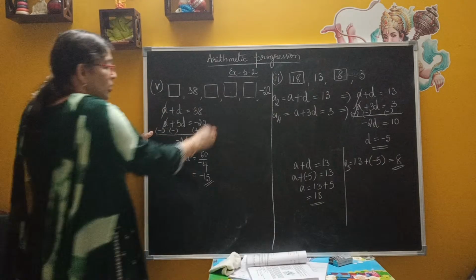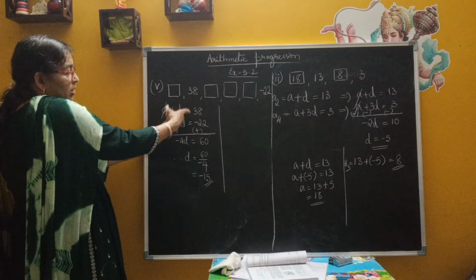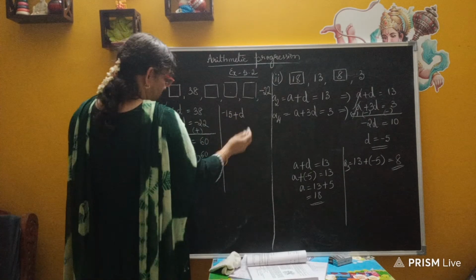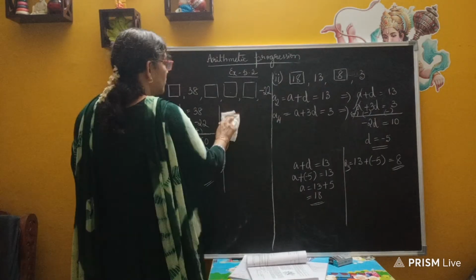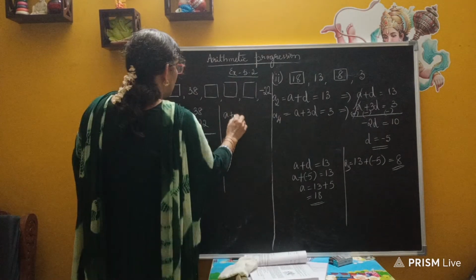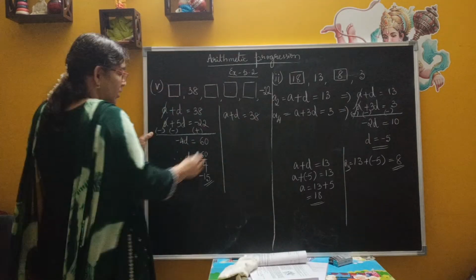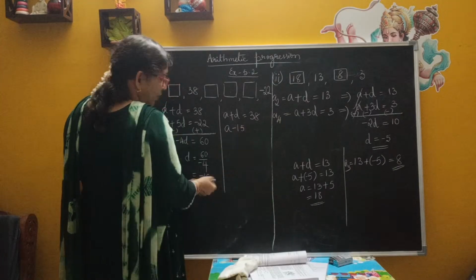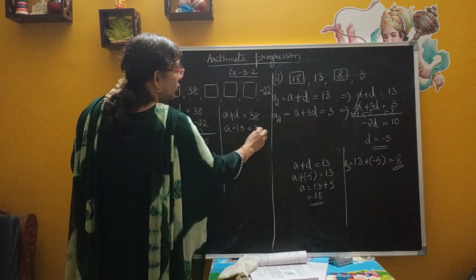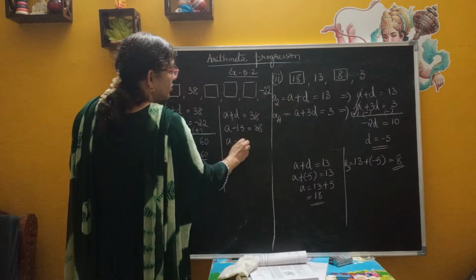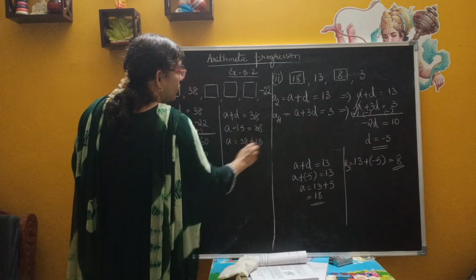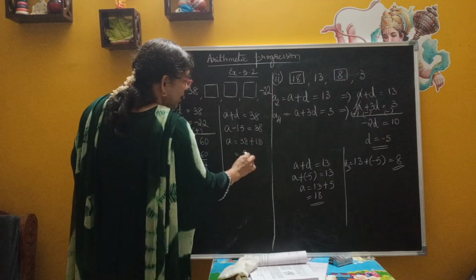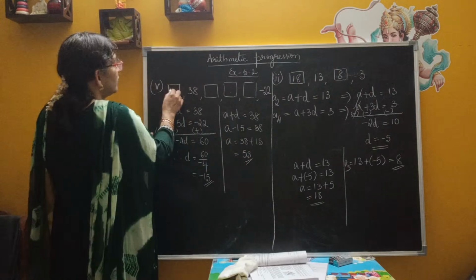Now find the value of a using this. How do you find it? Substituting in the first equation. a plus d is equal to 38. So let us substitute the d value. Plus of minus 15 is minus 15. It is equal to 38. So a is equal to 38 plus 15. How much is it? 38 plus 10 is 48, 48 plus 5 is 53. So this is 53.